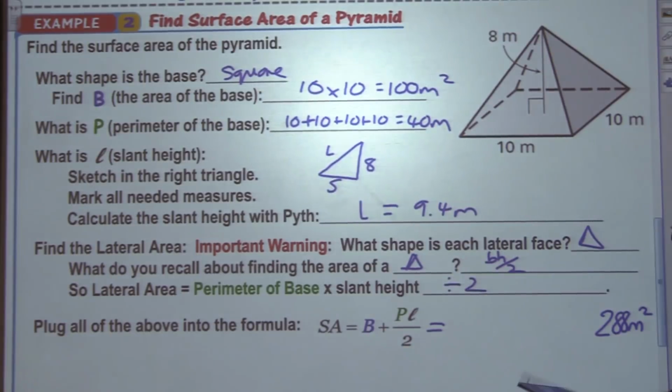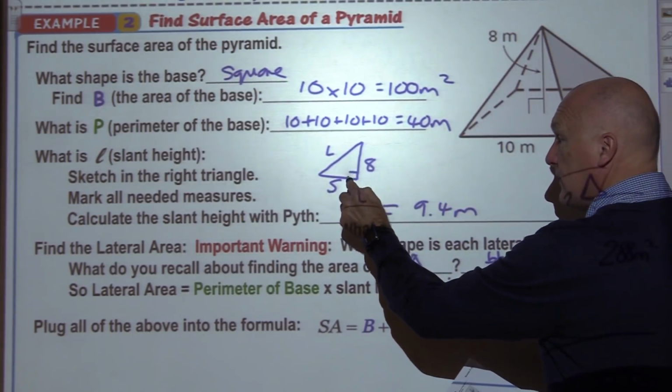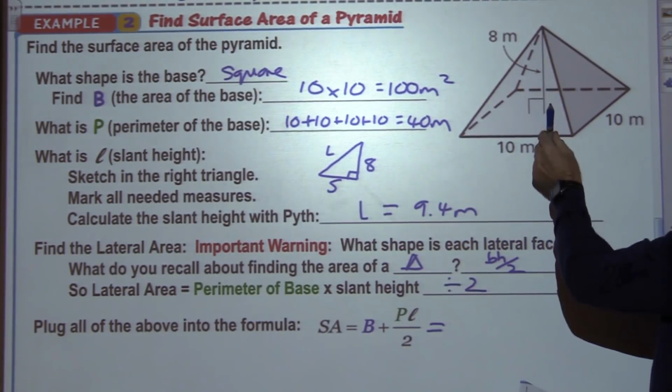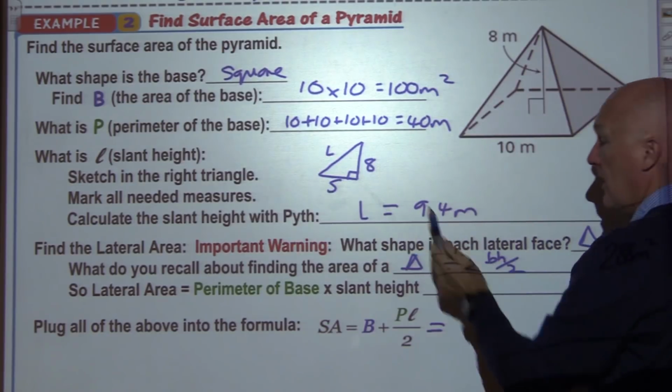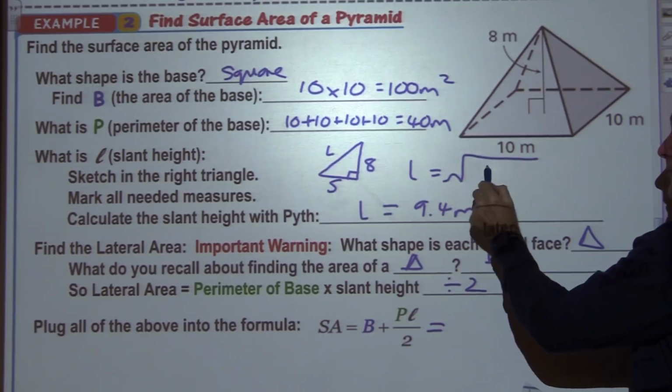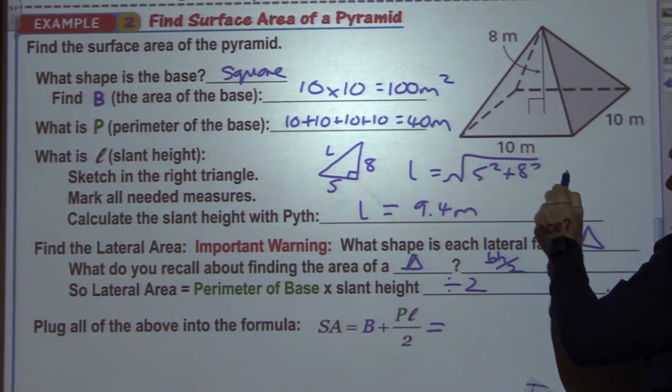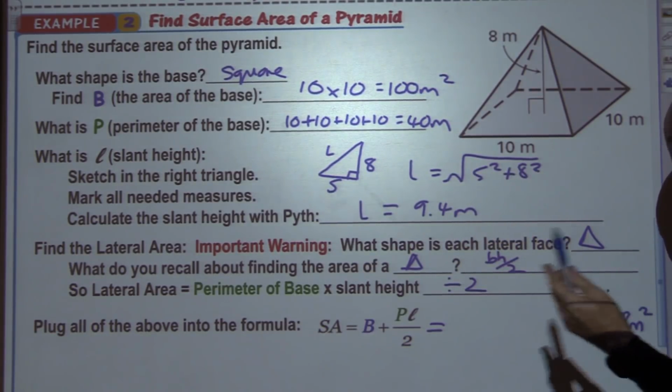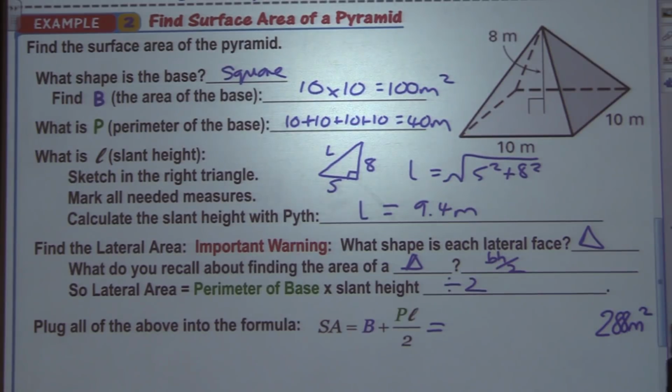And again, that's our good friend Pythagoras. I've already drawn the triangle here. We've got the height 8. It's half of the base, 5. When you do Pythagoras, remember, it is the square root of 5 squared plus 8 squared, and that will give you 9.4 when you do that on your calculators.